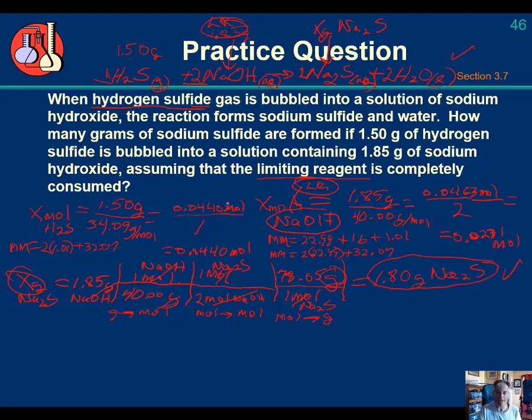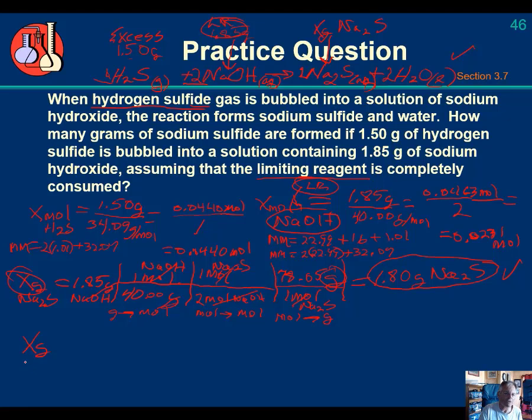So let's ask another question. How many grams of hydrogen sulfide, which is not our limiting reactant, this is the reactant that's in excess, remain after we've completely consumed 1.85 grams of sodium hydroxide, which is our limiting reactant? So let's figure out how much we use and then simply subtract it from how much we started with, just like we did in the last problem.